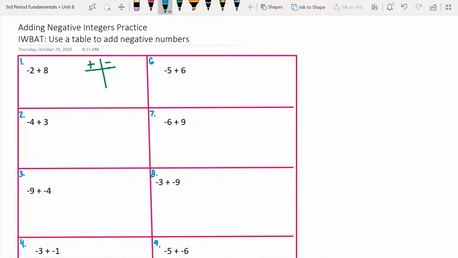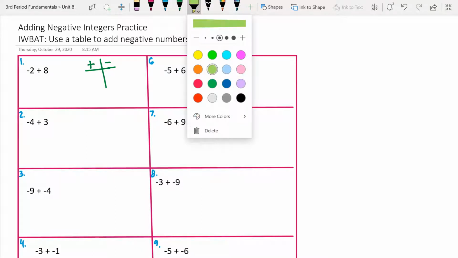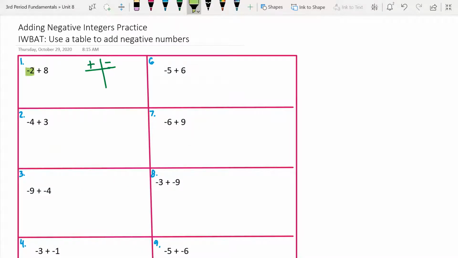And I really like this table because I think it's going to organize our work. So the first thing I'm going to do is look at the very first number. And I'm going to do a little highlighting, I think. So the first number is -2. Now, because it's a negative, that means on the negative side of my table, I write what the number was, which is 2.